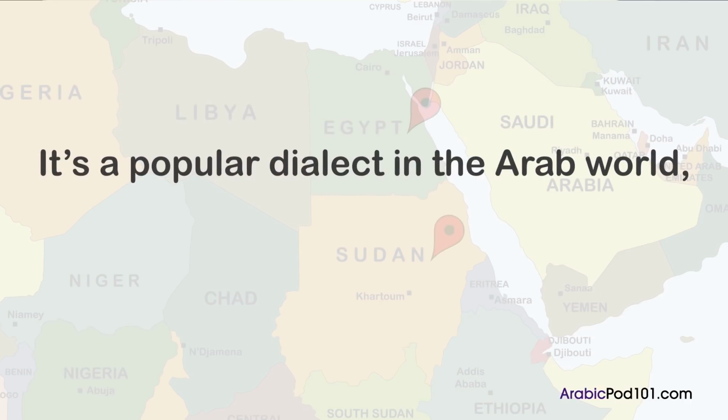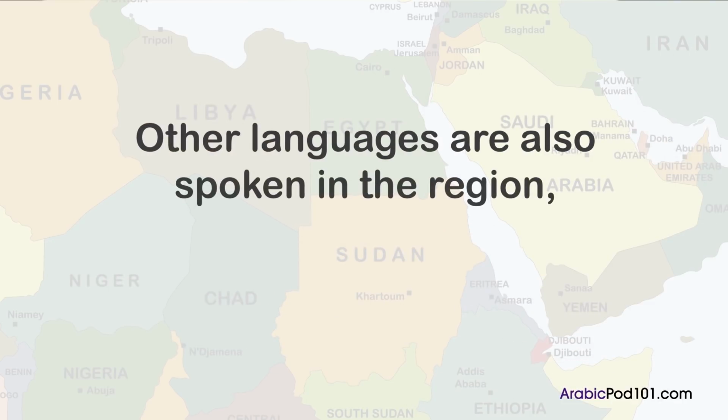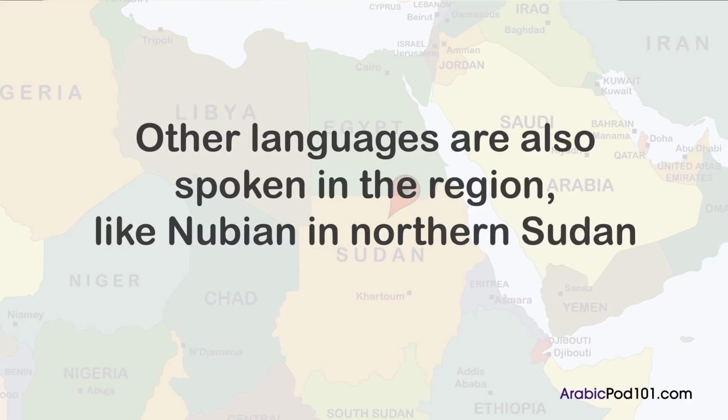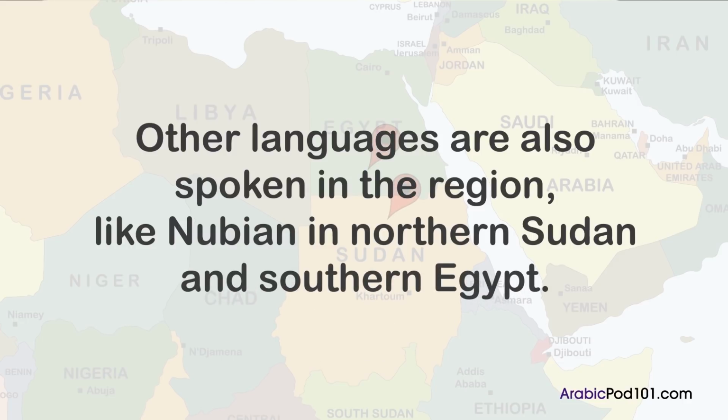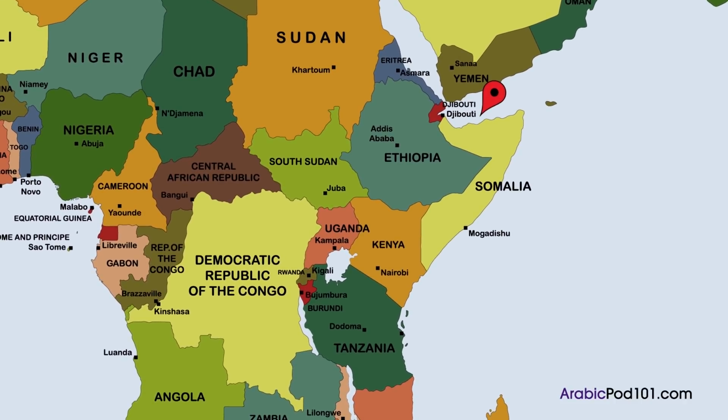It's a popular dialect in the Arab world due to the popularity of Egyptian music and shows. Other languages are also spoken in this region, like Nubian in northern Sudan and southern Egypt. Arabic variants are also spoken in other African countries like Djibouti, Somalia, Eritrea, Tanzania, Chad, and Comoros.